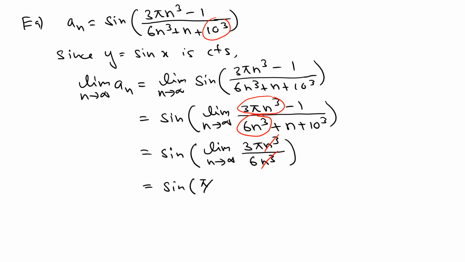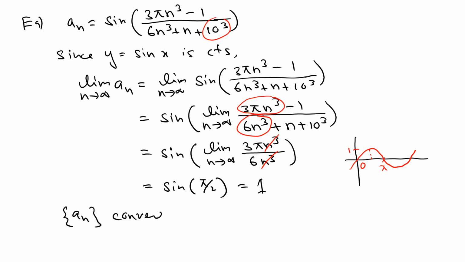So that means you simply get sine pi over 2. But we know that if you look at the sine graph, so what's the sine graph? Sine graph goes like that. So this is 0, and then we have pi. So that means at pi over 2, it is 1. So that means you get 1, which is a finite number. So that means the sequence converges. Okay, the sequence converges to 1.